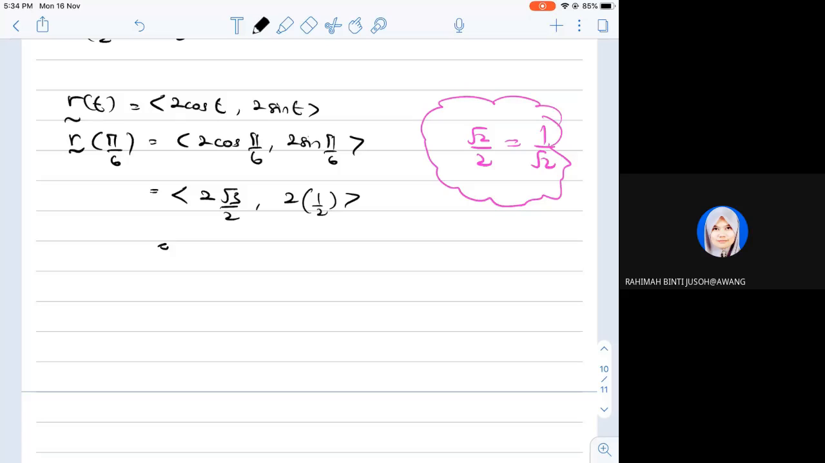Therefore, for the point we will have, this can cancel. It becomes square root 3 and then here becomes 1.